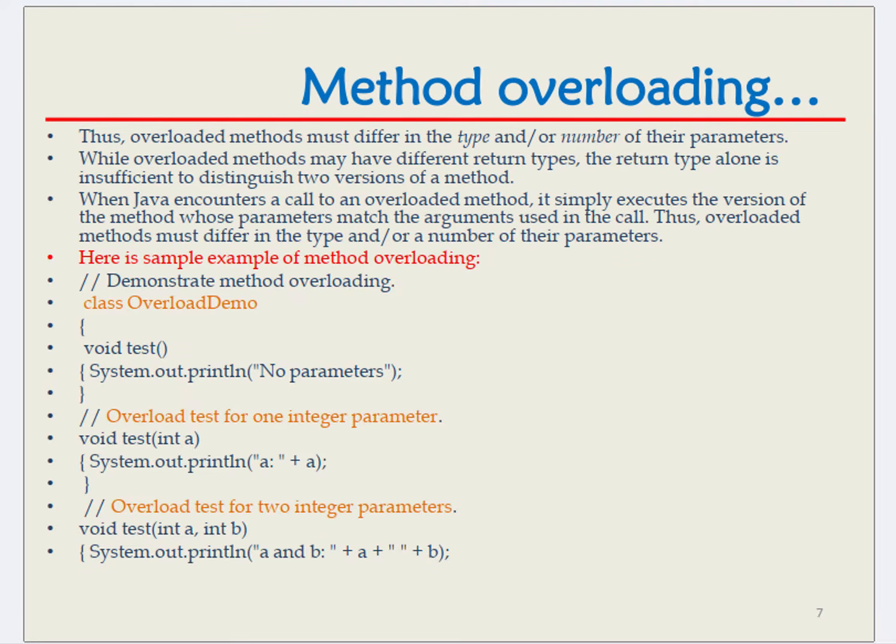6. Method overloading. Thus, overloaded methods must differ in the type and/or number of their parameters. While overloaded methods may have different return types, the return type alone is insufficient to distinguish two versions of a method. When Java encounters a call to an overloaded method, it simply executes the version of the method whose parameters match the arguments used in the call. Thus, overloaded methods must differ in the type and/or number of their parameters.